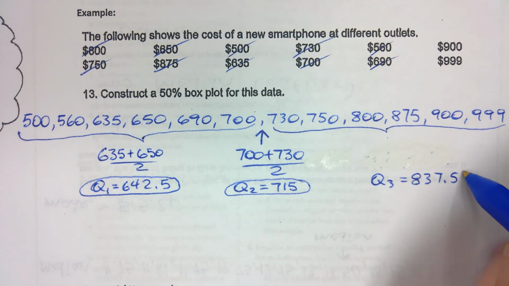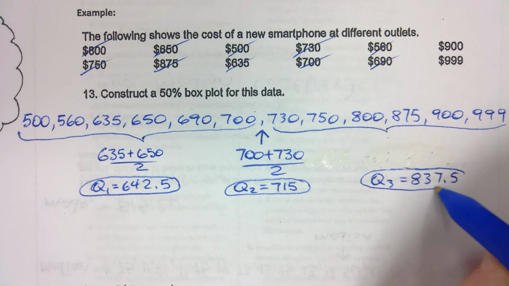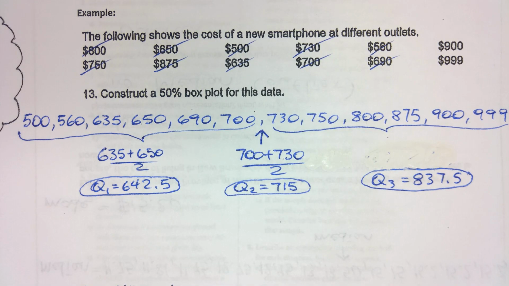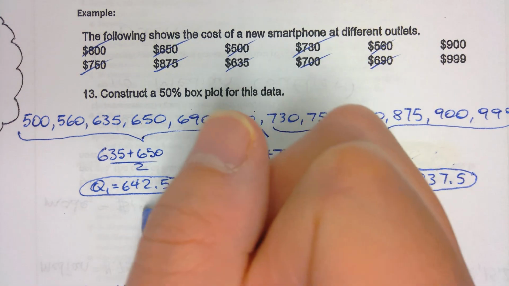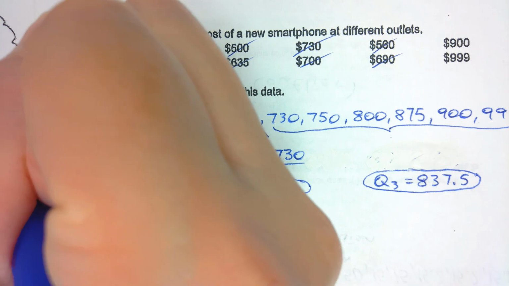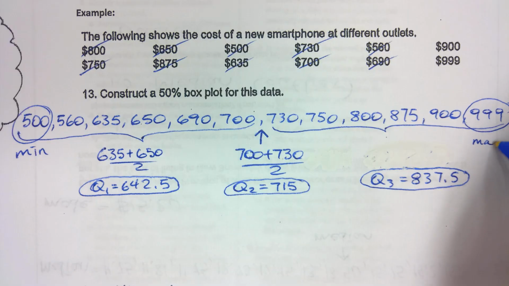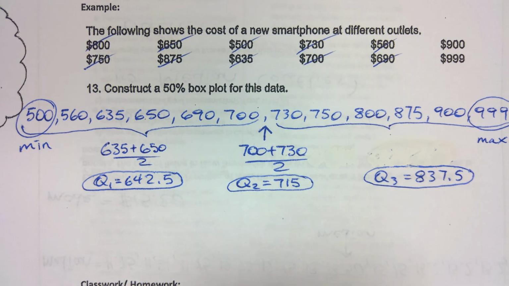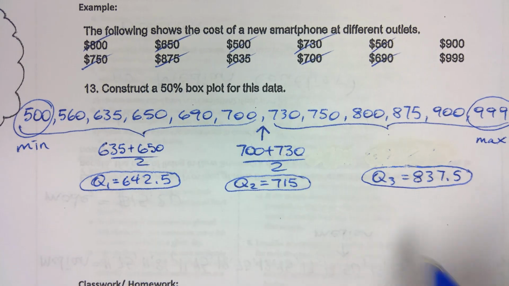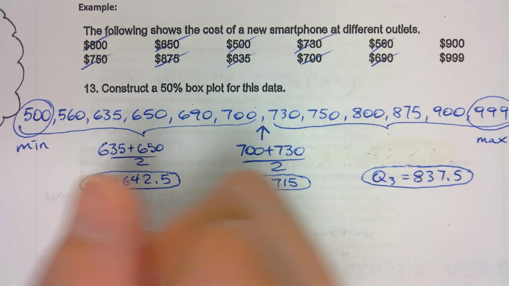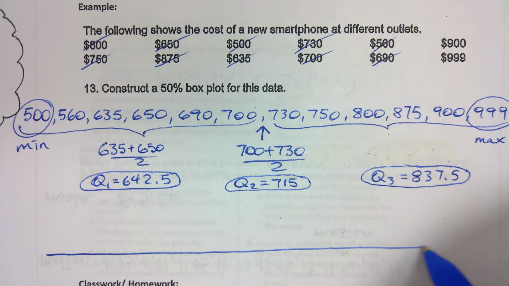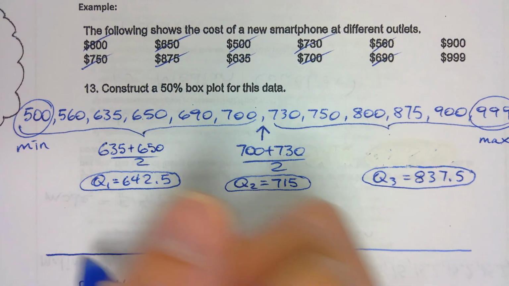What are my other two numbers? Whenever you draw a box plot, you have 5 numbers. I have Q1, Q2, Q3. What are my other two? Felix? Yeah, minimum and maximum. So it's just min and max. Right? So now to draw my box plot, what's the first thing I should draw? Maxwell? Scale, right?